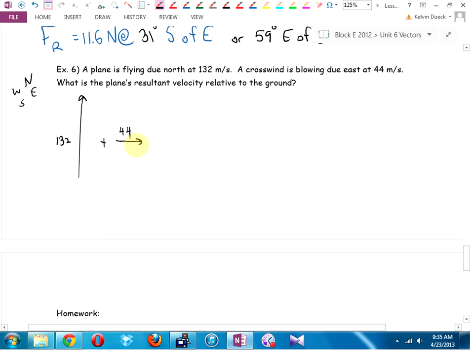How do I add two vectors together, Dylan? Okay. So it's going to look like this. 132, 44, and my resultant is going to be that. There's my velocity resultant. Try this one on your own. I'll do it up here.